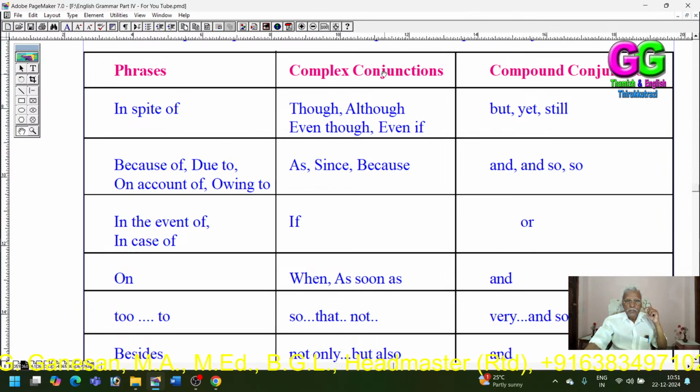See, phrase, complex conjunction, and compound conjunction. See, in spite of is the phrase; though, although, even are complex conjunctions; but, yet, still are compound conjunctions. Because of, due to, on account of, owing to are phrases; complex conjunctions as, since, because. Similarly, compound conjunction and so on.